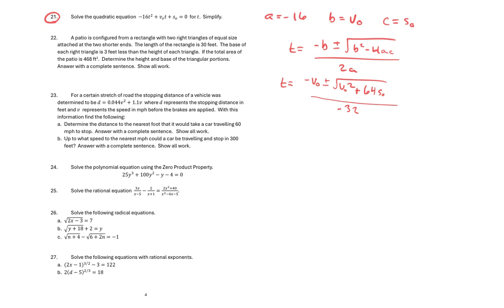So this is about as simplified as we can get. The only other thing that we can maybe do is technically pull out a negative from this and go ahead and make it all positive. However, this would remain as plus or minus if we pull out a negative from it. So we can go ahead and write that as well, that t can equal v naught plus or minus the square root of v naught squared plus 64 s naught over 32. There's not really anything else we can do. So this will be our final answer.